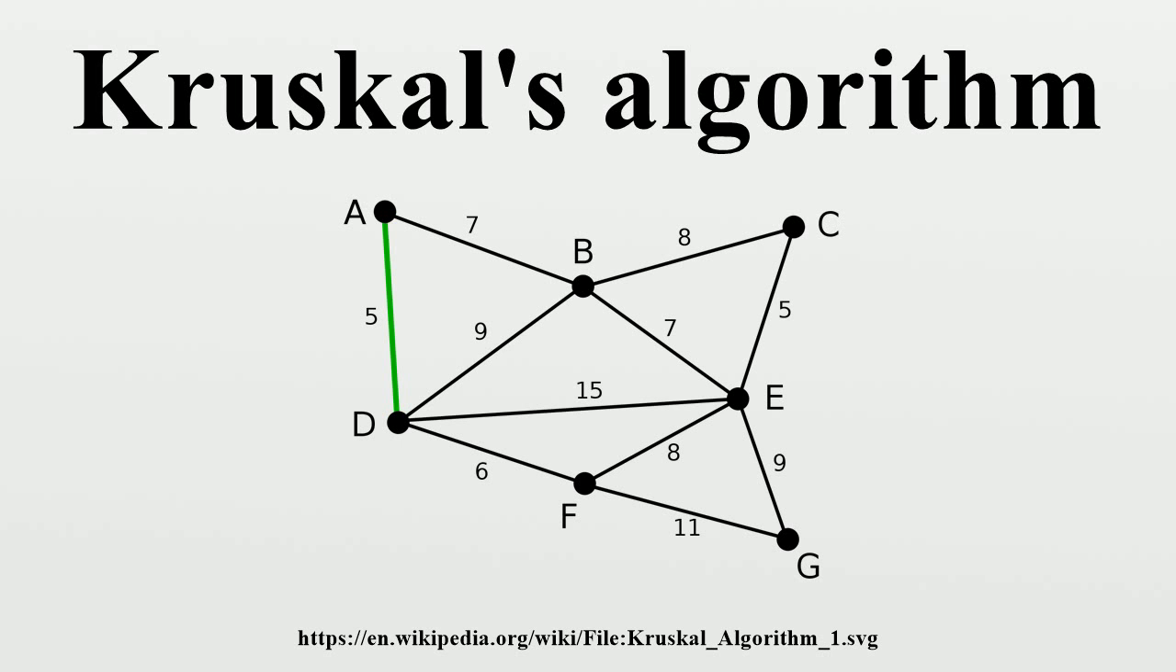Description: create a forest F, where each vertex in the graph is a separate tree. Create a set S containing all the edges in the graph. While S is non-empty and F is not yet spanning, remove an edge with minimum weight from S. If the removed edge connects two different trees, then add it to the forest F, combining two trees into a single tree.